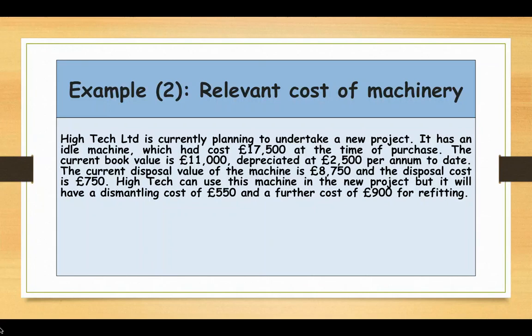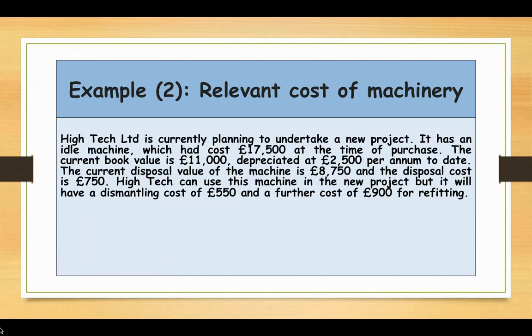So if you look at the question, normally in management accounting, they give us some redundant information. Redundant means unwanted information. So if you look at this question, that 17,500, 11,000 and 2,500, these are all non-relevant costs. So we need to ignore that.